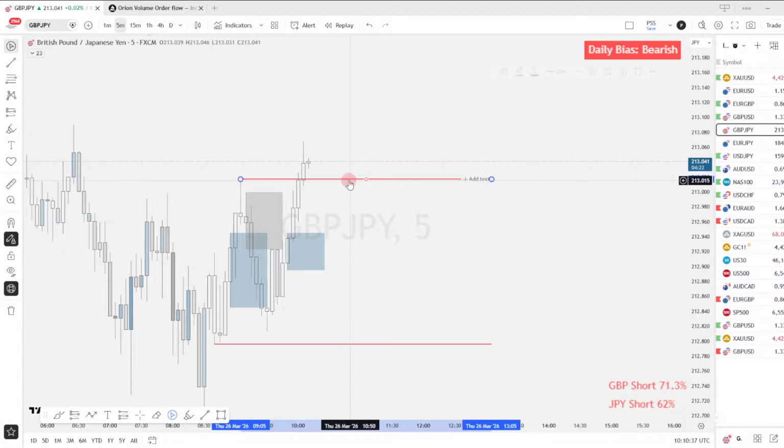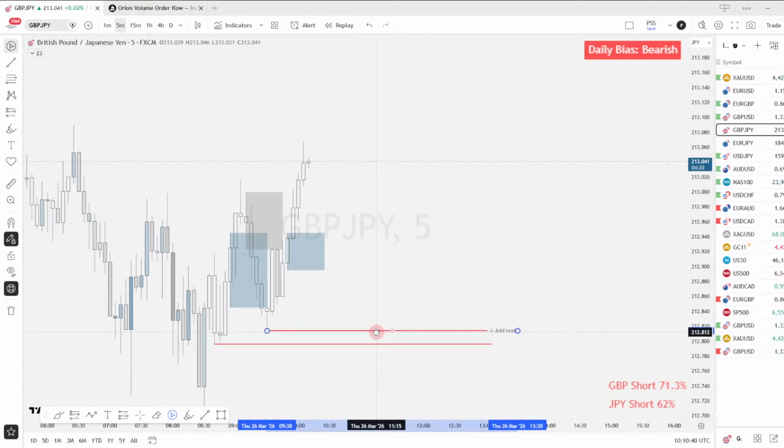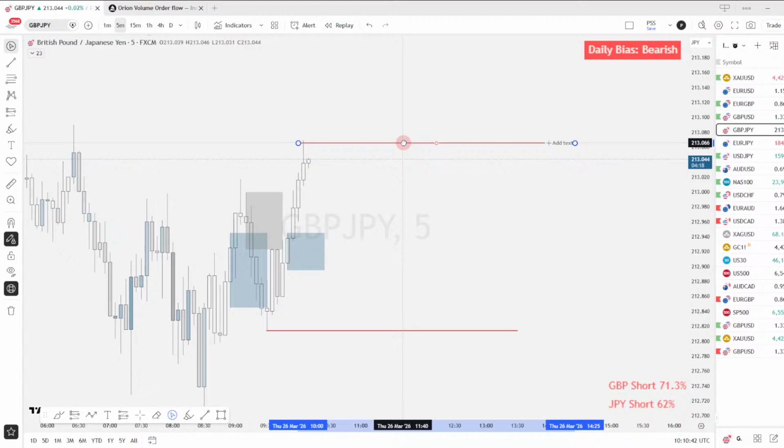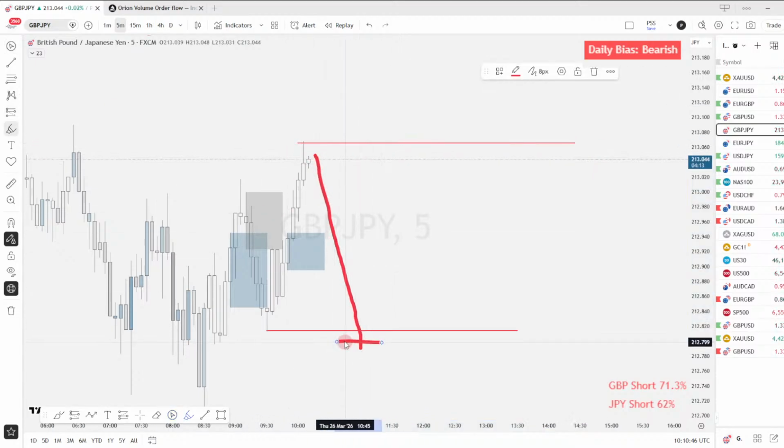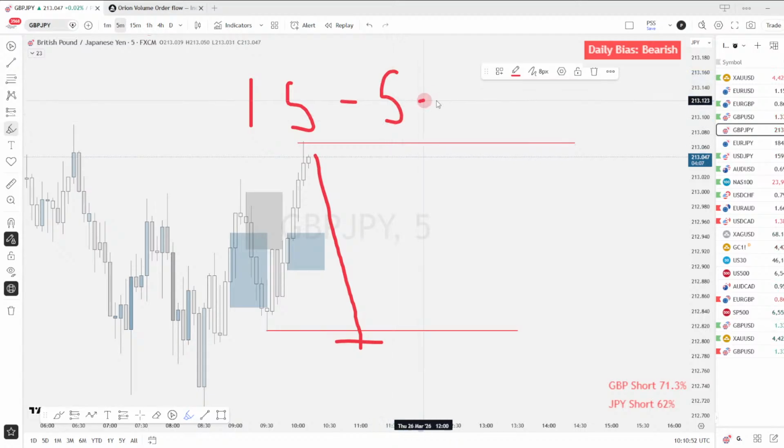When we validate the 5-minute and we see price action shift into the direction we want to, so we see it close below the low, for example, we then have our 15-minute, our 5-minute, and then all we'll do is we'll find the entry on the 1-minute.